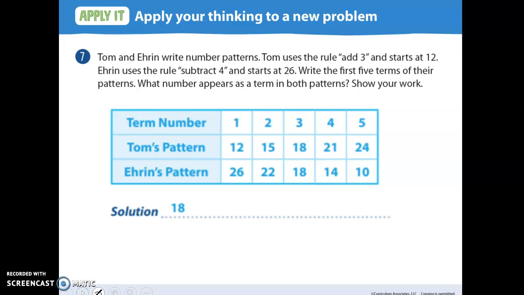So this one was a horizontal pattern. So you can see that you have Tom's pattern and you have Aaron's pattern for 1, for 2, for 3, all right? So Tom's pattern, we added 3 each time. Aaron's pattern, we subtracted 4 each time. And then it asks for what number appears in both patterns. So which number appears as a term in both patterns once you completed the term? It would have been 18.